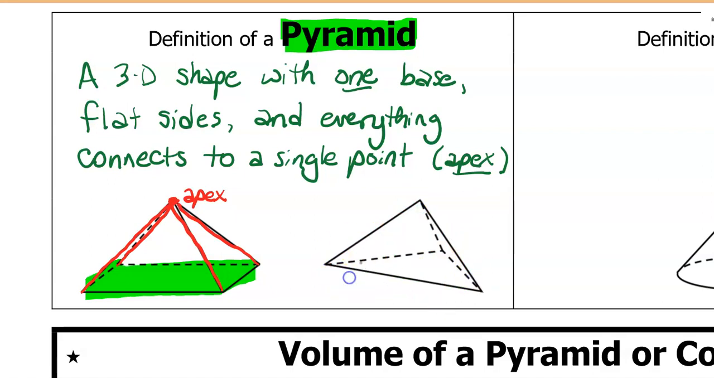But what I could also do, there's no rule that says I have to choose the bottom to be the base. So maybe I choose this side back here as the base. Let's see if that works. That's a triangle, and the three vertices of that triangle all connect, I said, out to this point out here. And so that's a different way to see that this is a triangular pyramid.